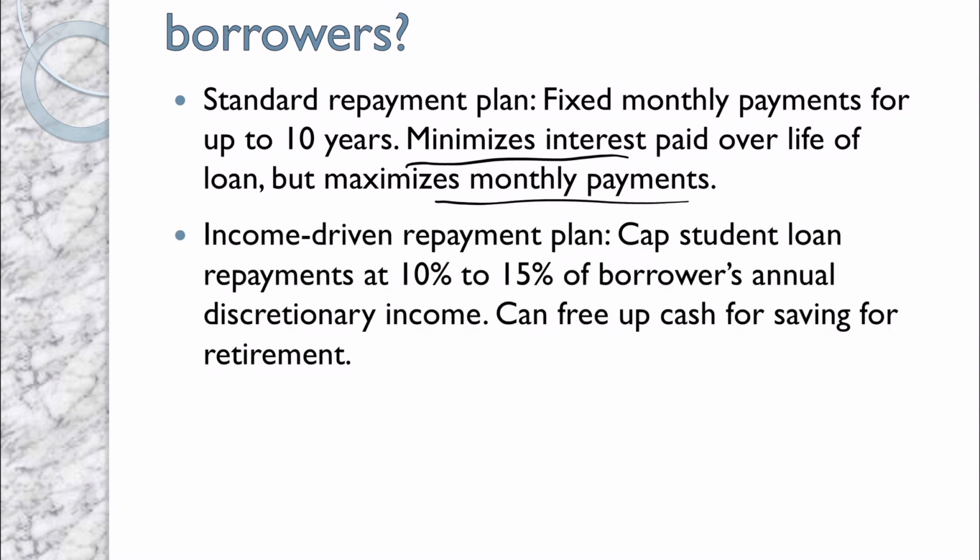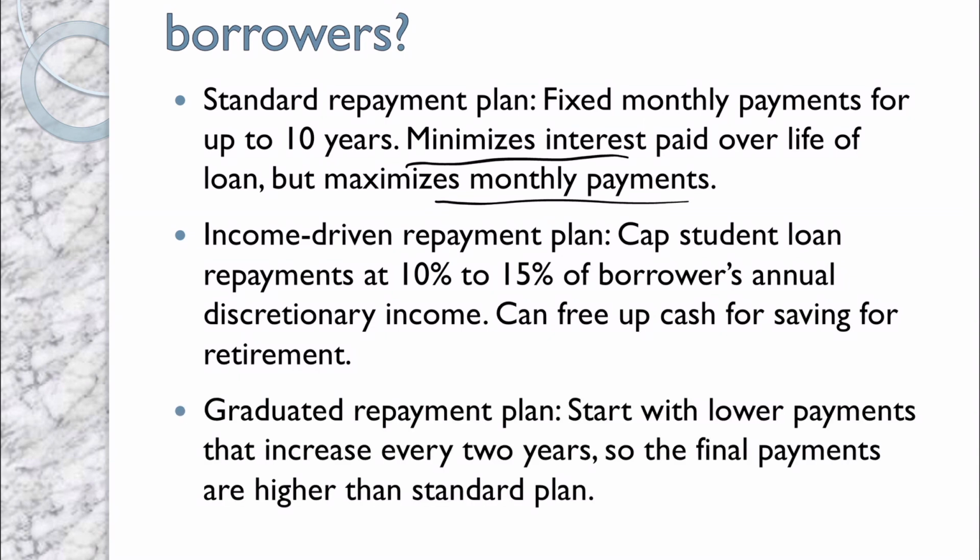You also have an income-driven repayment plan, which caps your student loan repayments at 10 to 15% of your annual discretionary income. So what this allows you to do is free up some cash for saving for retirement. So instead of paying off your loan, you're investing your money in different retirement avenues or retirement accounts.